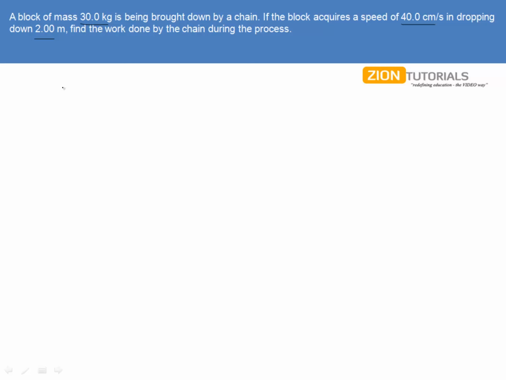Now, drawing the free body diagram, for this question we are having a block of mass m, having a downward acceleration a, a downward force of mg, and an upward force tension, which is due to the chain actually. So we can frame the equation as mass into acceleration equals mg minus T.